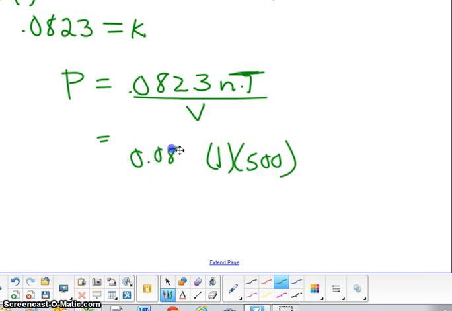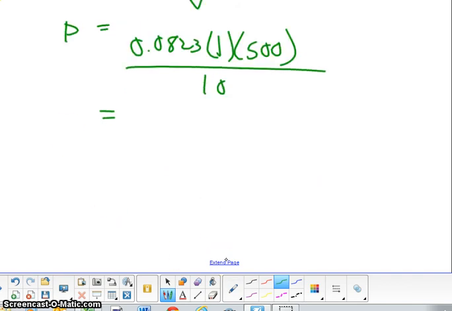And let's go ahead and put that in as well. And a volume of 10. So we need to find the pressure. And if you multiply all those together, you end up with 4.115 atm.